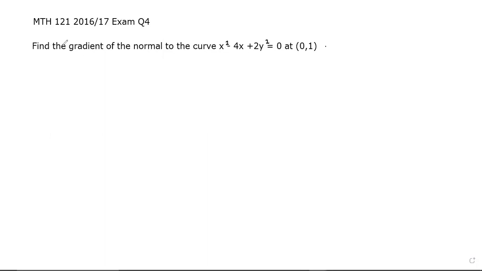So the question says, find the gradient of the normal to the curve x squared minus 4x plus 2y squared equals 0 at the point (0, 1). That's at x equals 0, y equals 1 at this point. That represents the coordinates. So we have to find the gradient of the normal to the curve. Solution.